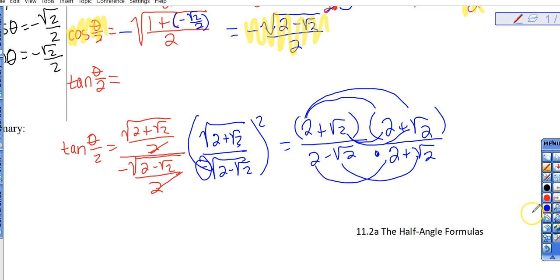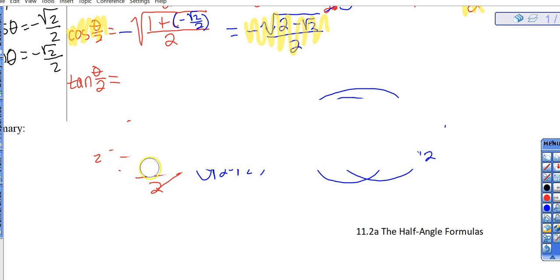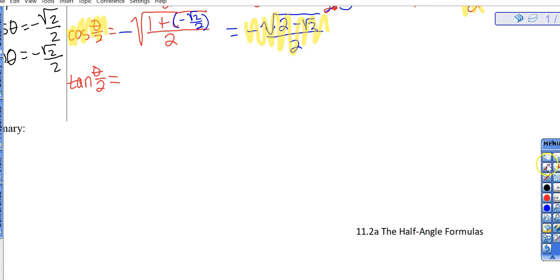And so I suggest instead we don't try to find tangent when we have a square root underneath a square root. Do you know what I mean? Okay, so let's try something. Let's try the second option for tangent of theta over 2, which is this one: 1 minus cosine of theta over sine of theta. But remember that I'm using theta, not theta over 2.